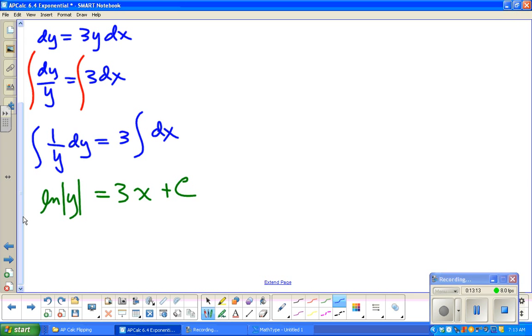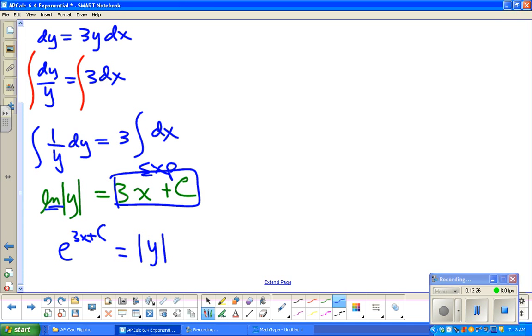Well, rewrite the form. The base for natural log, as you recall, is e to the exponent. Remember, logs are exponents, so this whole thing over here on the right is the exponent, equals the absolute value of y. Okay, I'm going to pick it up over here.